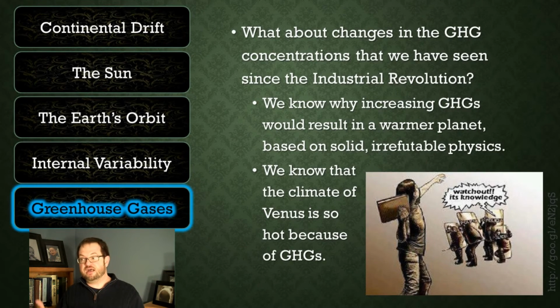We know the physics of how carbon dioxide absorbs and emits radiation and so on. We know that in other places in the solar system, greenhouse gases have affected the climate. I mean, that's why Venus is so warm, for example.